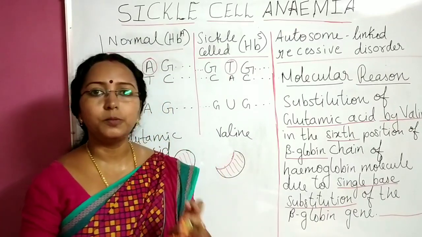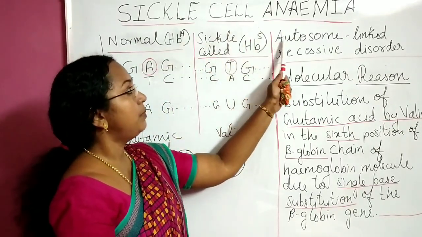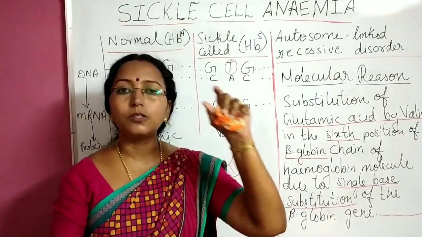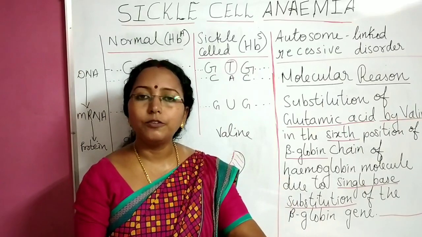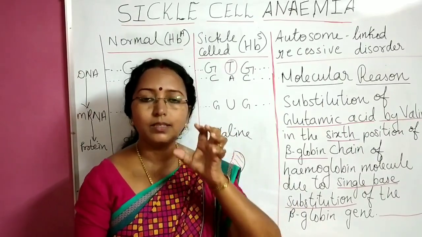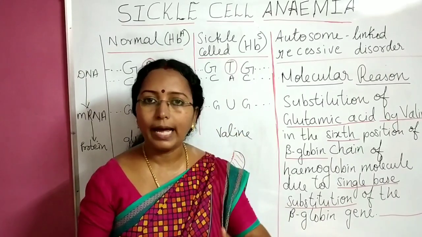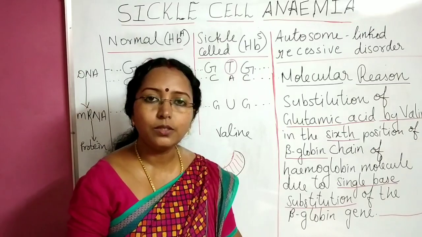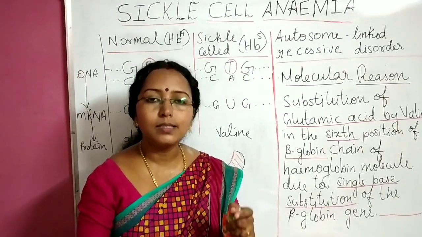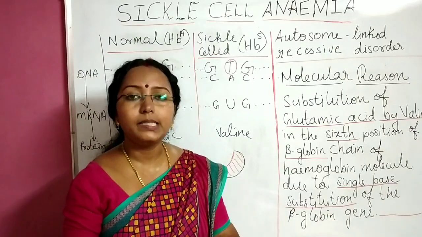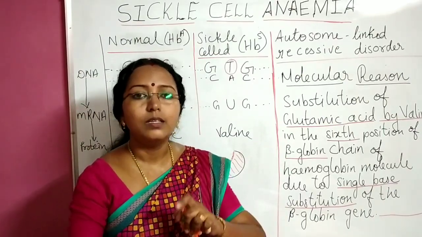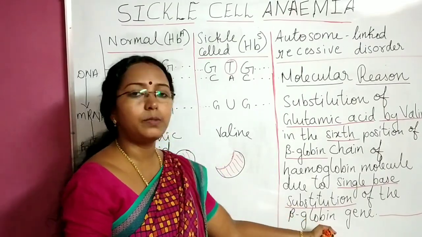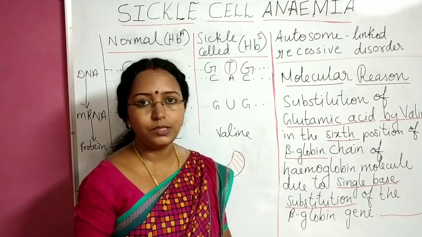So the concepts to be kept in mind: sickle cell anemia is an autosome linked recessive disorder. Autosome, it is present in chromosome number 11. Recessive, only if both the alleles have the defective gene will the person have the disease. And the molecular reason is substitution of glutamic acid by valine in the 6th position of the beta globin chain of hemoglobin, due to single base substitution of the gene responsible for production of beta globin.